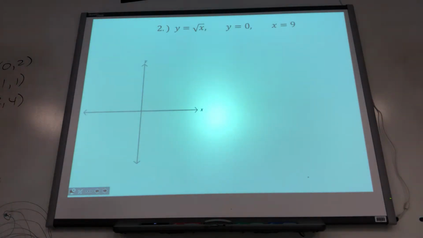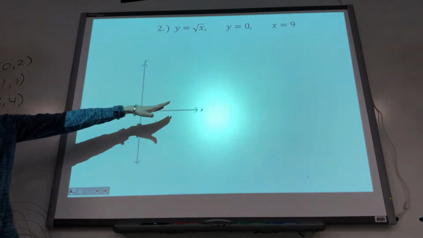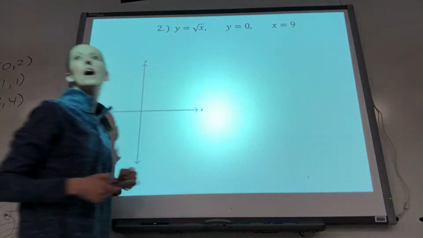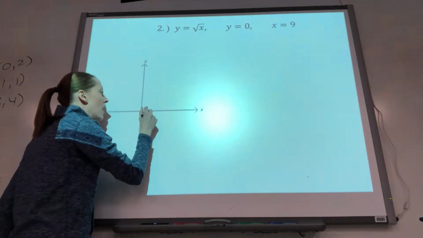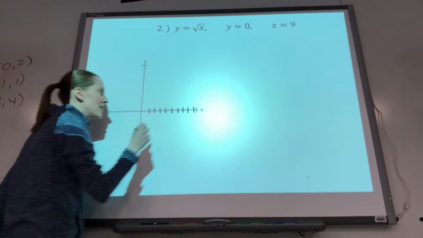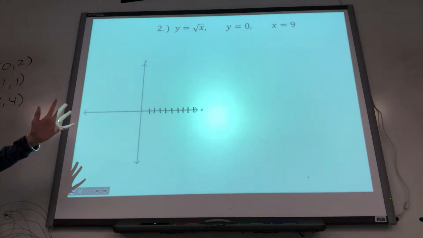Okay, first thing I need to do is graph. Now, I probably should have left more room on the right-hand side. You might want to do that when you make your coordinate plane because we have to go all the way over to where x is 9. So let's see if I can do that. 1, 2, 3, 4, 5, 6, 7, 8, 9. Barely made it. That will be a vertical line.